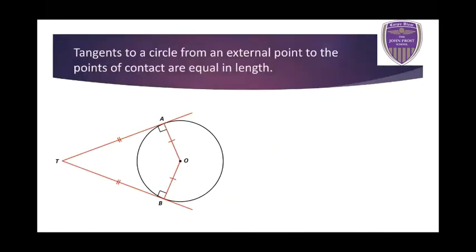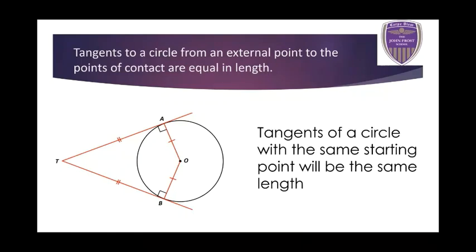And this circle theorem says tangents to a circle from an external point to the points of contact are equal in length. Now it sounds complicated, but unfortunately there's not an easy way to simplify this. The best I could come up with was tangents of a circle with the same starting point will be the same length. Okay, and what that means is if we've got an external point outside the circle, so we had point T, and we've got two lines coming from point T, and they're both tangents because they only touch the circle once.